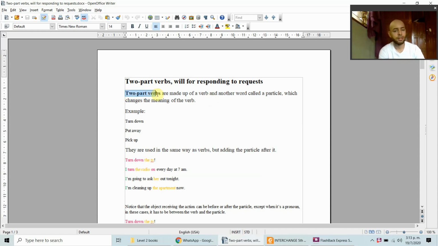Two-part verbs are made up of a verb and another word called a particle, which changes the meaning of the verb. Notice that I said particle. A particle is not the same as a participle. Participle is one thing, and a particle is another. So, like I said, made up of a verb and another word called a particle, which changes the meaning of the verb.